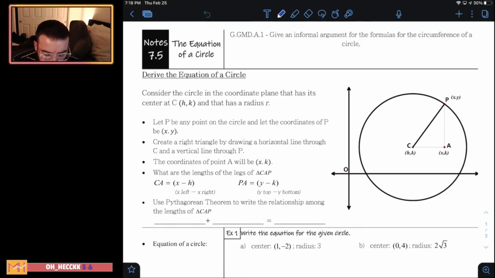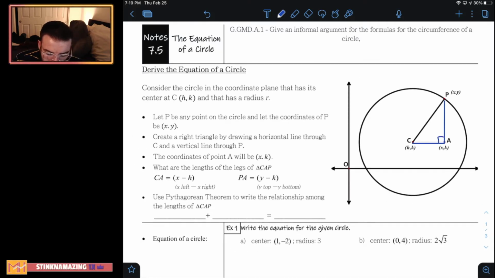Consider the circle in the coordinate plane that has its center at (h, k). Okay? So this is some xy coordinate, h and k. Let P be any point on the circle and let the coordinates of P be (x, y). Create a right triangle by drawing a horizontal line through C and a vertical line through P. So we're making a right triangle, okay? Don't overcomplicate it. We have a right triangle.